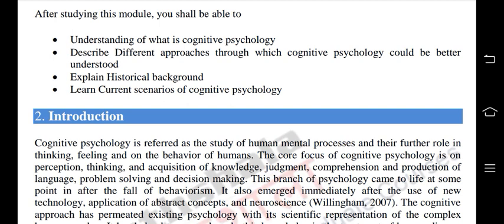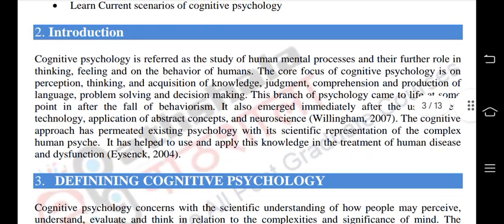In this study module, we are going to learn about understanding what cognitive psychology is, describe different approaches through which cognitive psychology must be better understood, and some historical background we are going to deal with, then learn current scenarios of cognitive psychology. Cognitive psychology is referred to as the study of human mental processes and their further role in thinking, feeling, and on the behavior of humans.